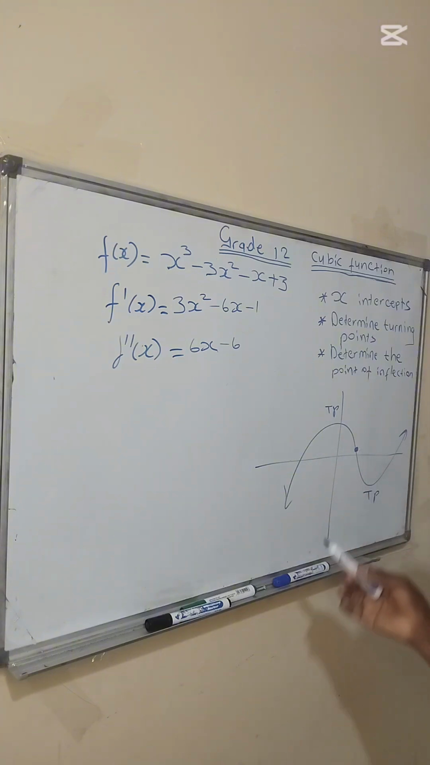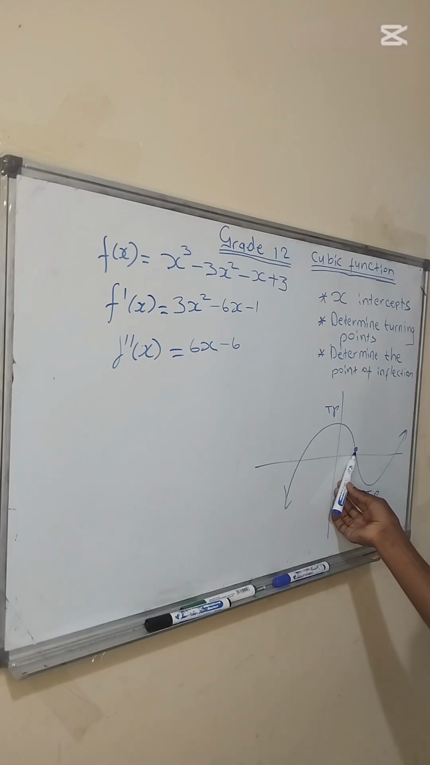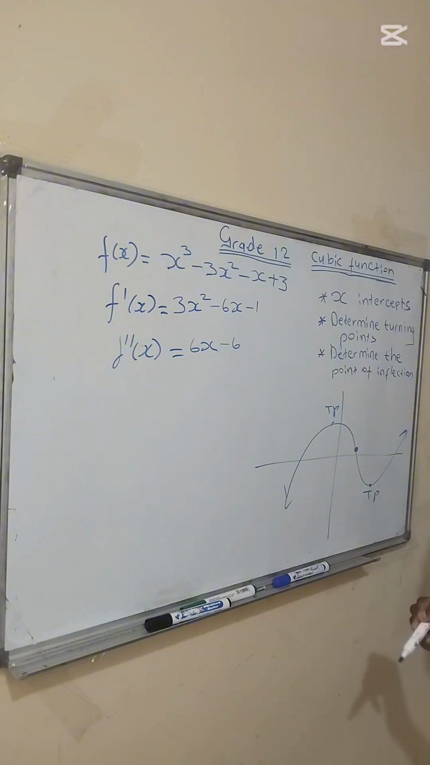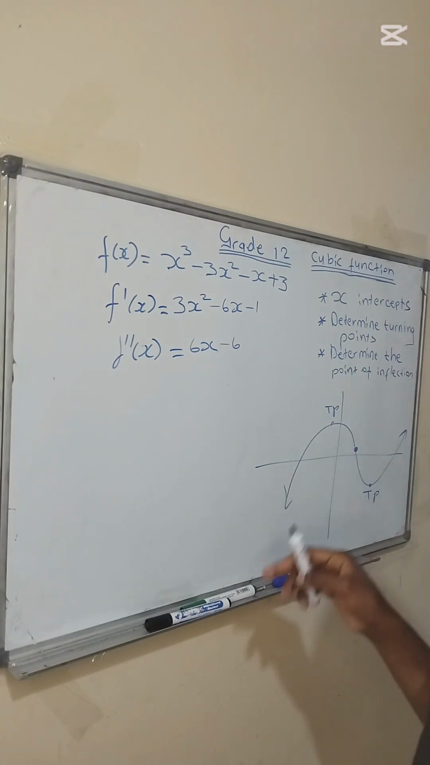So your point of inflection, it is the midpoint. It is the midpoint of what? Of the graph. It is the midpoint between this point, which is a turning point, and also this point, which is a turning point. Then from there, let's find the x-coordinate of this portion.